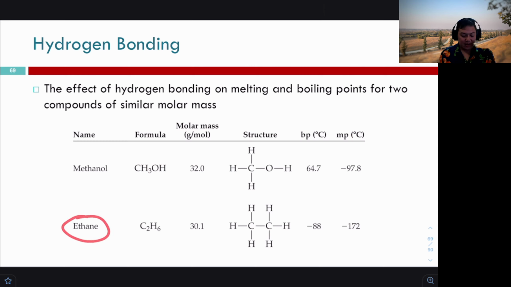And this is because methanol, not only does it have hydrogen bonding, it also has dipole-dipole and it has dispersion force. So it has all three of these together, whereas formaldehyde just has dispersion and dipole-dipole.